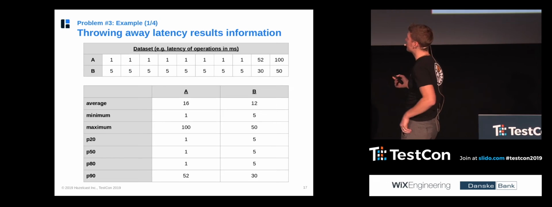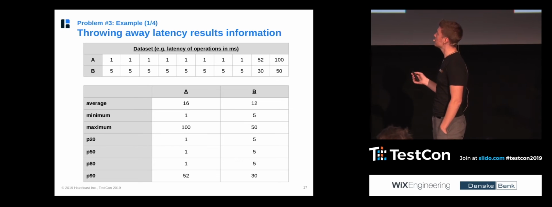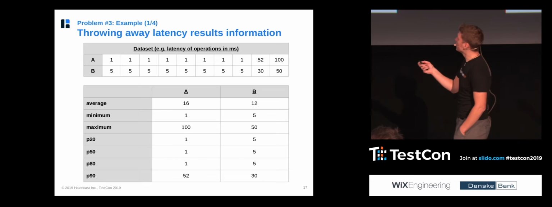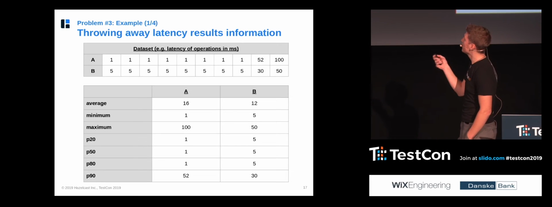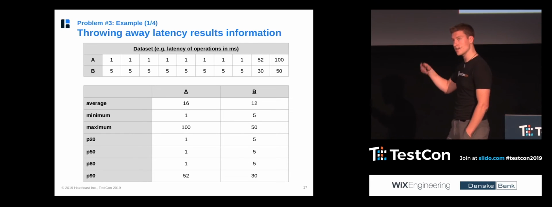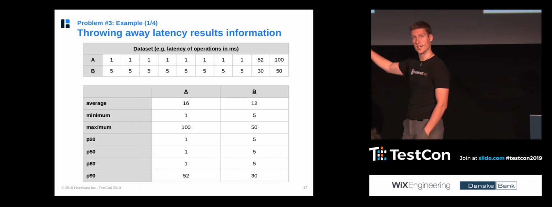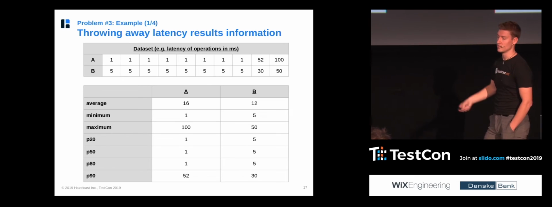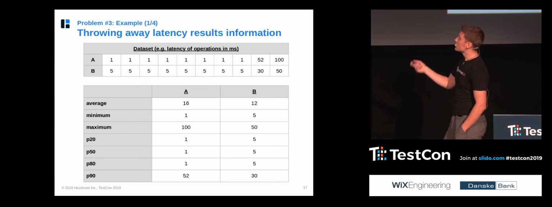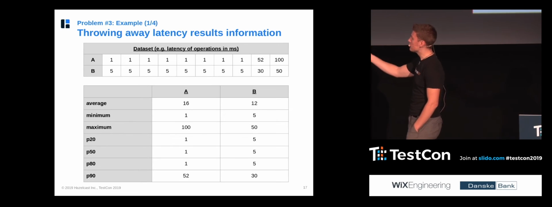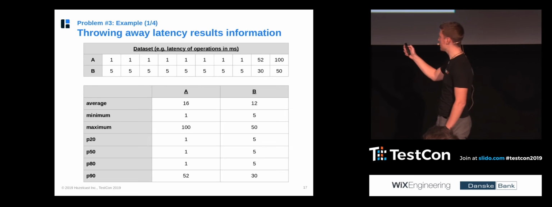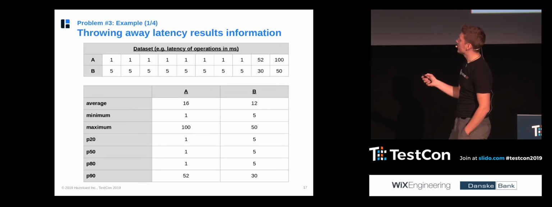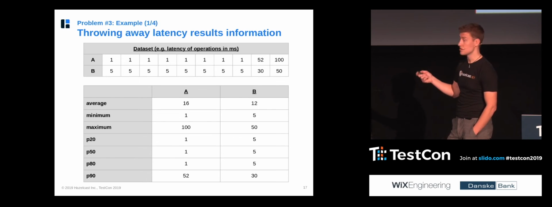Just to illustrate that problem, let's say these are two measurements. This is implementation A, implementation B. This is a kind of artificial example, I admit it, but it happens. It's just much harder to get an understandable example of it. So you see, when you compute all the averages, minimum, percentiles, and stuff, okay, the average of B is better than A. Lower is better. It's latency, response time.